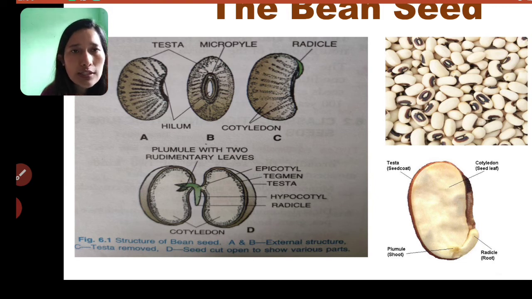In case of dicot seed, you have two fleshy portions, the seed leaves, also referred to as cotyledons. It's the cotyledon that is going to provide nourishment to the growing embryo in case of a dicot seed.